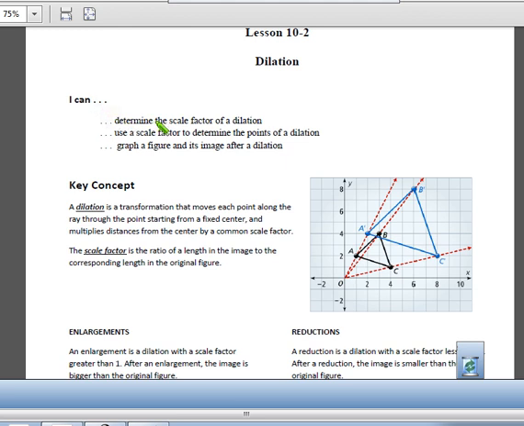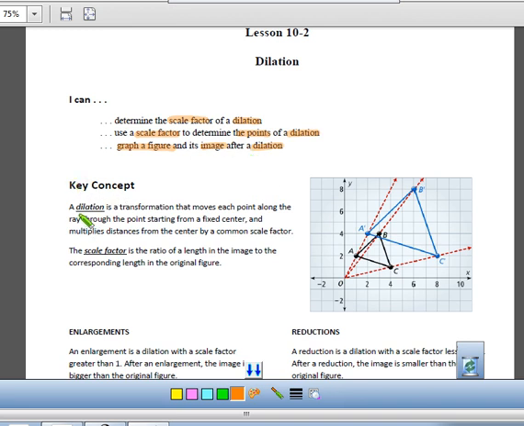I can determine the scale factor of a dilation. I can use a scale factor to determine the points of a dilation. And the last one, I can graph a figure and its image after a dilation. So a lot going on in this lesson, so make sure you pay attention.